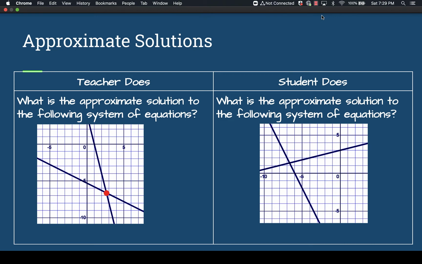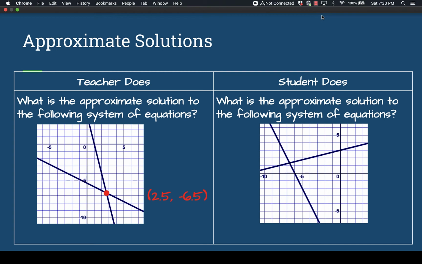So I see that the dot is about 2.5 spaces to the right and 6.5 spaces down. So I'm going to estimate that it's (2.5, -6.5). That's my best guess. We might be able to go a little bit closer, to 0.75 or 0.25, but if you're estimating and 0.5 is the closest you can get, that's all we need.